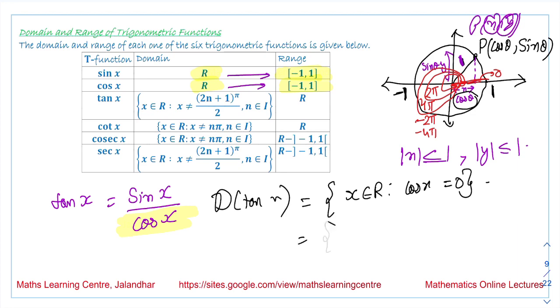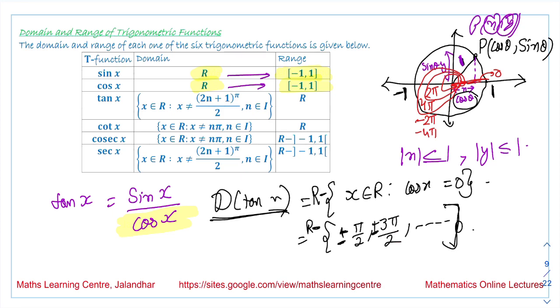The first point we have is pi by 2. The next point is 3 pi by 2. Similarly, if we substitute minus pi by 2, it will be 0. If we substitute minus 3 pi by 2, it will be 0. And likewise, if we continue, at all these points the value of cos x is 0. From the real numbers, we have removed this set. The domain of the function tan x is all real numbers except for those numbers where cos x is equal to 0, and these are the numbers where cos x is equal to 0.